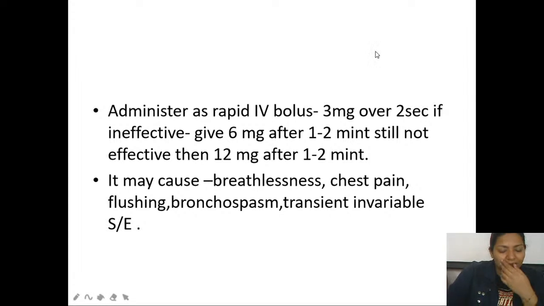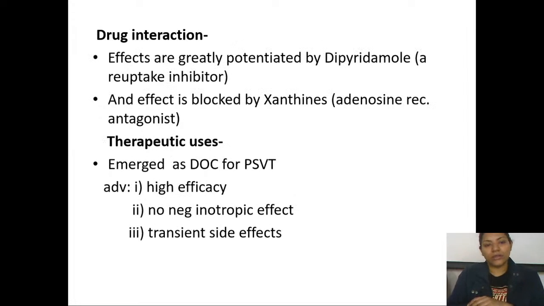Now, the important thing about this drug is that all its side effects are very transient, they are short-lived, right? So even if all these things happen, they last for a very short time. But yes, because of the side effect of breathlessness, we always avoid this drug in patients of bronchial asthma. Now, interactions. First of all, its effect is greatly potentiated by dipyridamole because it is a reuptake inhibitor. So, whenever we have to give it with dipyridamole, we reduce its dose. Secondly, its effect is blocked by xanthines because xanthines are adenosine receptor blockers. So the best thing would be not to combine these two drugs.